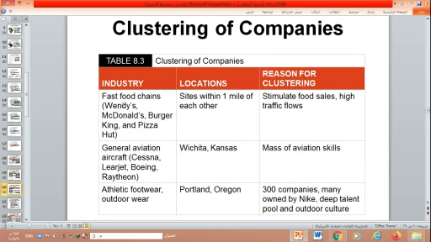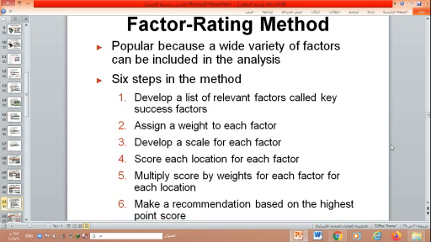Another example is the fast food chains, such as Wendy's, McDonald's, Burger King and Pizza Hut. Location sites are within 1 mile of each other. Okay, so they are close to each other. Reasons for clustering: to stimulate food sales, and there are high traffic flows. Because of the population density of the area, we find that these fast food chains are very close to each other.